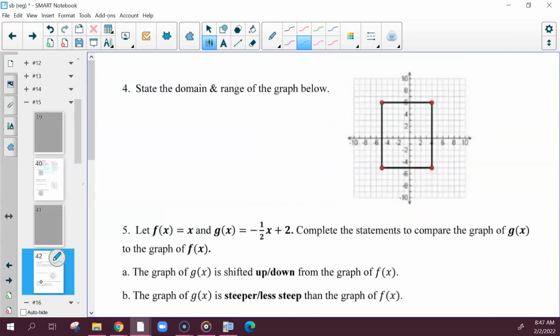Number 4, this one is connected. So when we do our domain and range for this, it will be in the notation. So we need x and y and the line. Our domain is from what number to what number? -5 to +4 and everything in between. So we need our notation. -5 is less than or equal to x, which is less than or equal to 4.